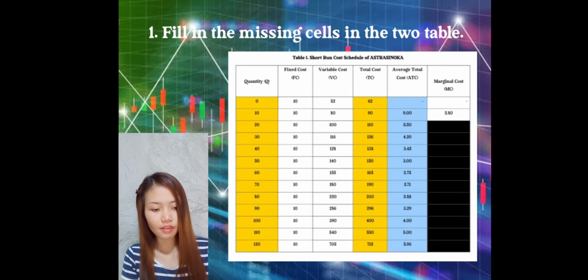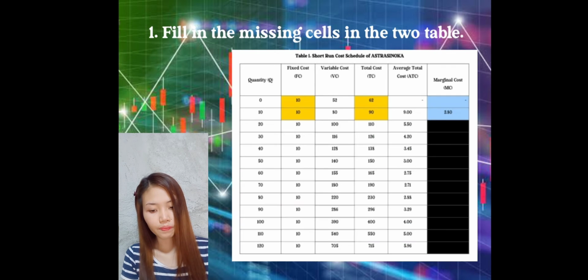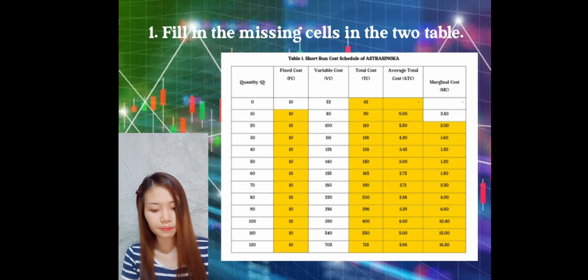The next one, for average total cost, divide the total cost by quantity. So you will solve for it. And lastly, to solve for marginal cost, we only need total cost. Total cost 2 and 1, subtract it, do the same for quantity, then you will get the answer. And there you have it. We already completed the table.